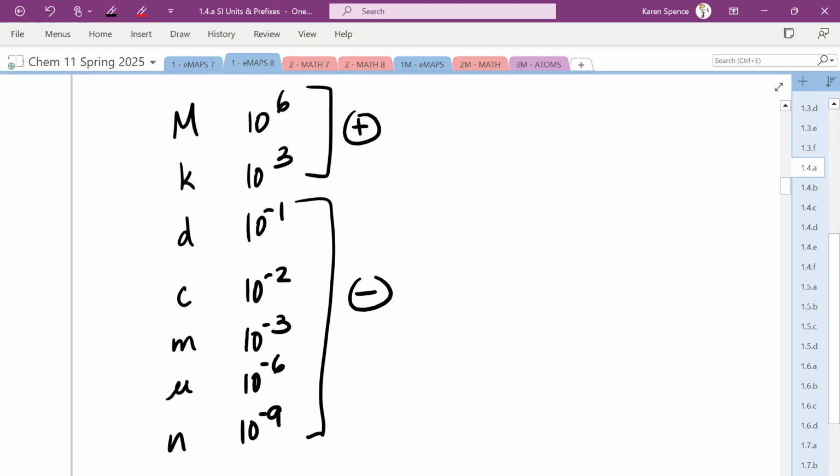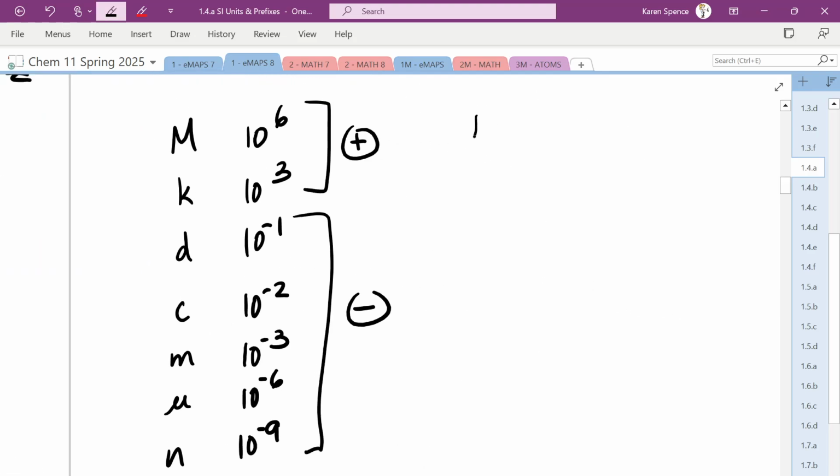Okay, so once again, we're going to start from the top, okay? Mega, everyone with me? Kilo, deci, centi, milli, micro, nano. And now hang on this pitch. 6, 3, 1, 2, 3, 6. 9 is for the nano.